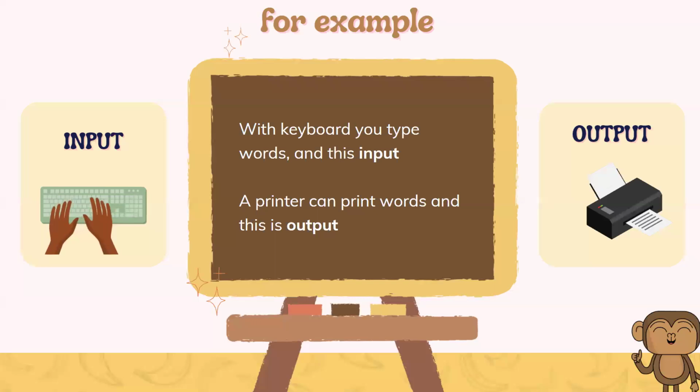That's called input devices. Okay, with a keyboard you tap the words and this is called input. Then if you want to print out what you have typed in the laptop, the second example: a printer can print the words and this is output. Agree?